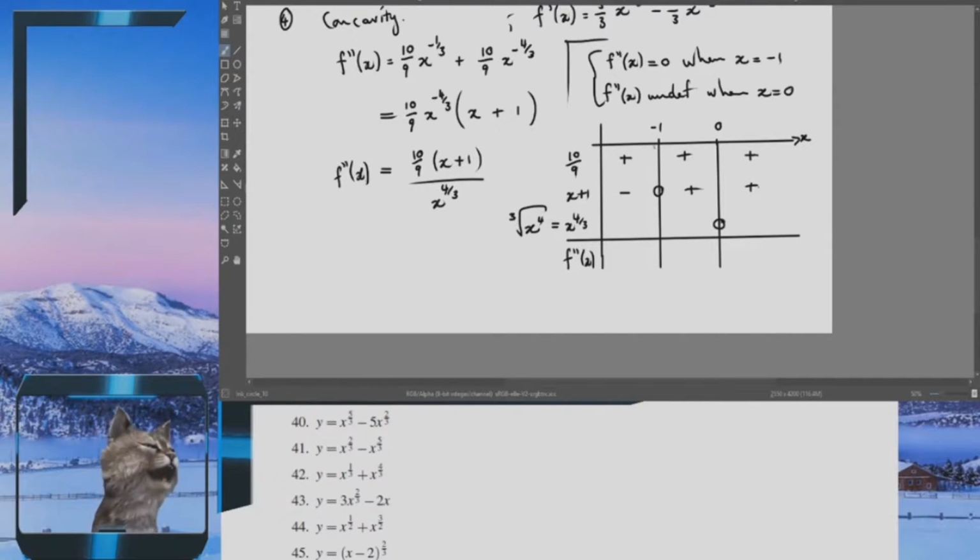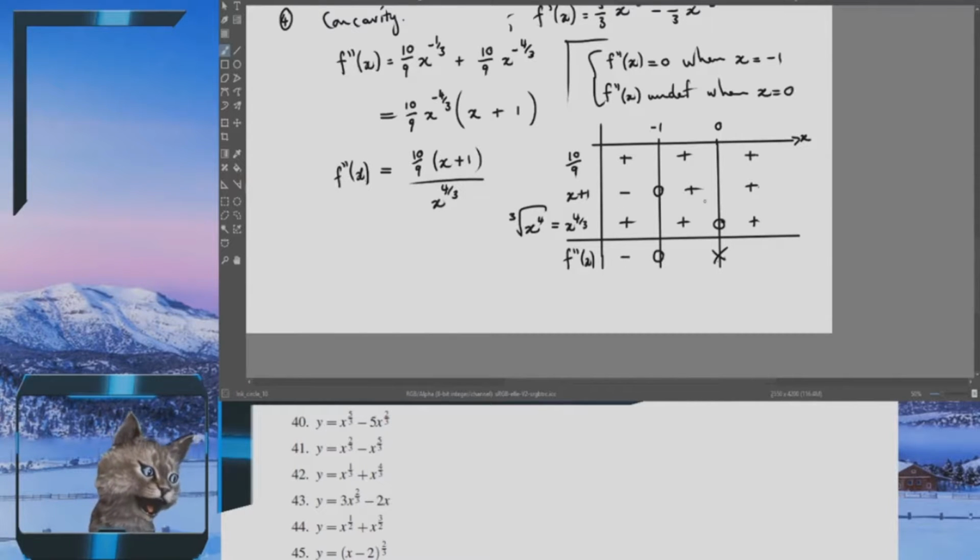Sorry, we didn't say. X plus 1 is 0 when x is negative 1. It is in the numerator. It makes the function 0. X to the 4 over 3, or whatever version you want to look at, is 0 when x is 0. It's in the denominator, undefined. I work inside out, which is why I want to look at the root version instead. X to the 4 is always positive. Cube root of a positive number, positive.